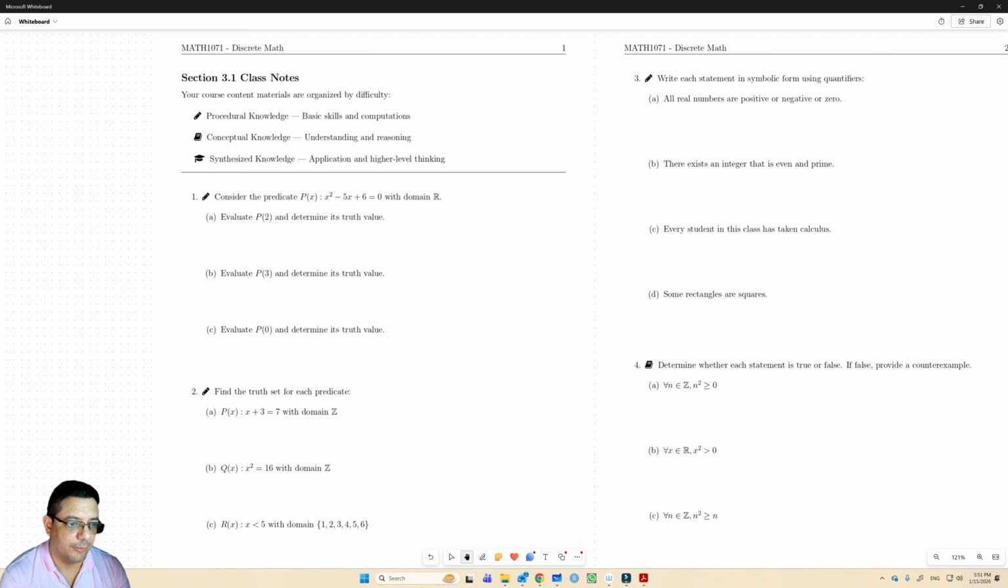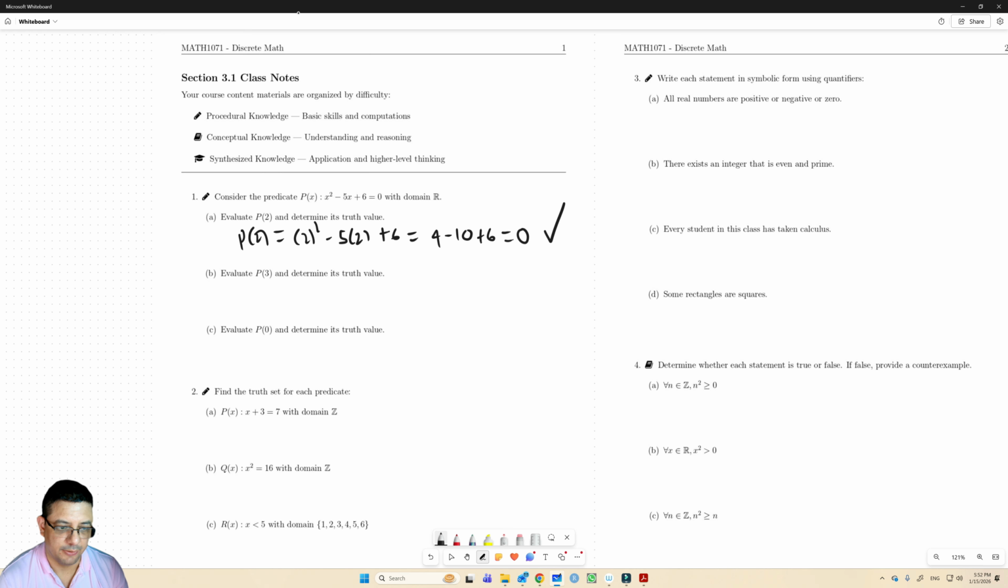So first, we're going to consider a couple of predicates, and then we're going to see if they're actually true or not. On the first question, we have the predicate P(x) is x squared minus 5x plus 6 equals 0, and the domain is the real numbers. So we want to know if P(2) is true. Well, P(2) is 2 squared minus 5 times 2 plus 6. And this is equal to 4 minus 10 plus 6, which is actually 0. So it is true.